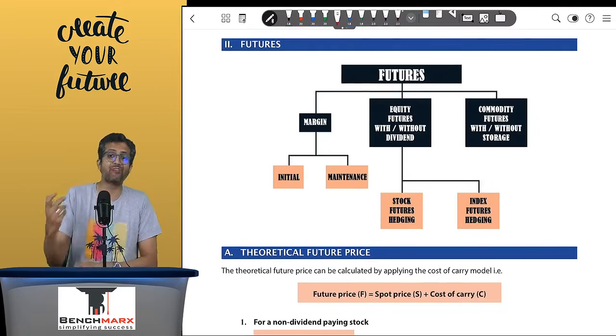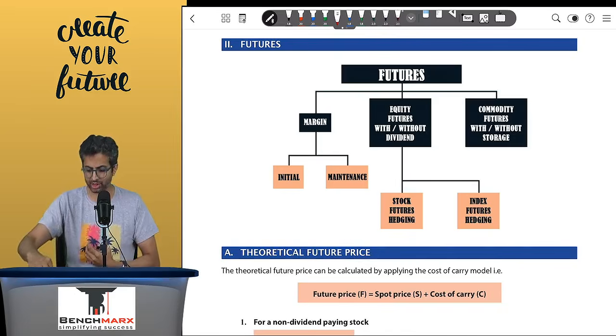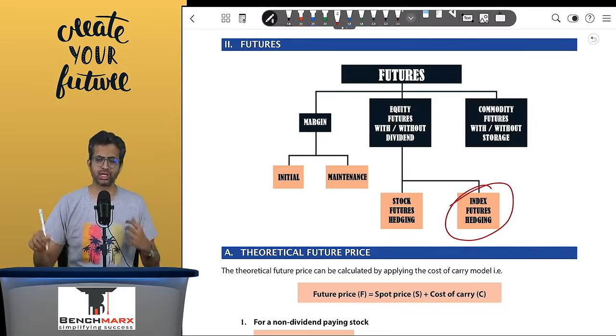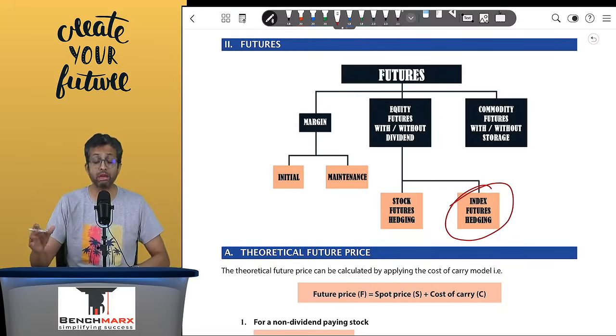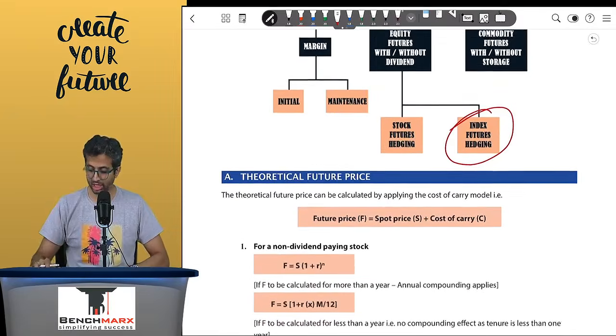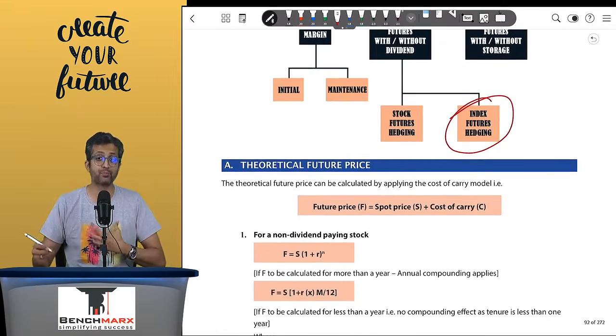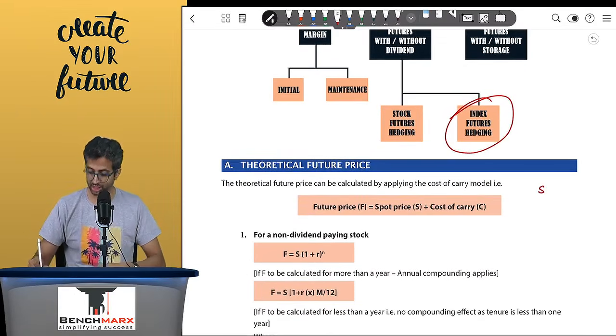Then you have equity futures. Within equity futures, I would say the most important part over here is the index future hedging. So this part over here is the most important, but nevertheless. So when you look at futures, how do you find the theoretical futures price? Now, the theoretical futures price is calculated using what we call a cost of carry model, using the concept of arbitrage. Like over here, if you were buying a share today whose price is 1000 rupees, then you will pay 1000 rupees, that is the spot price.